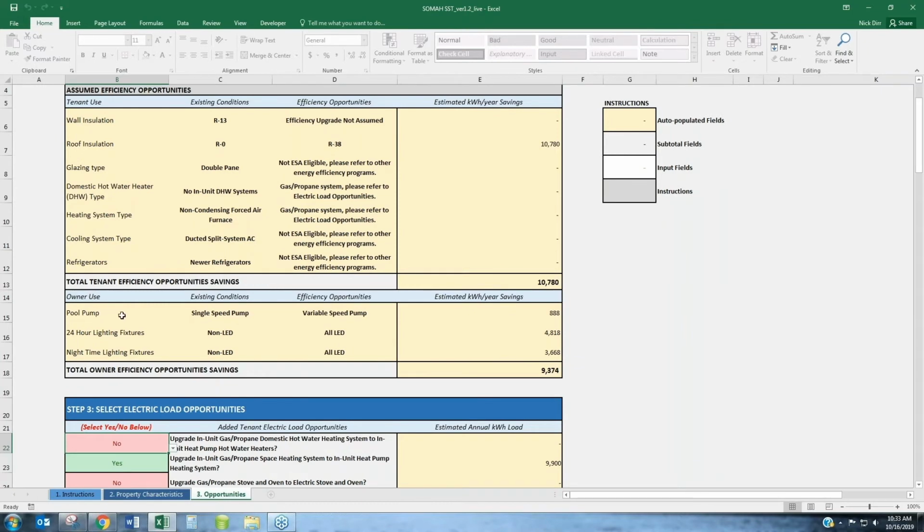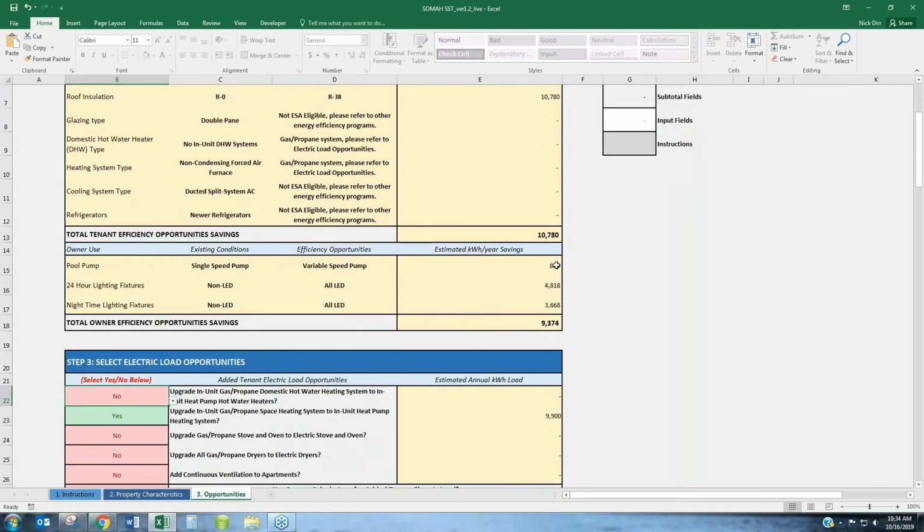And then very similar for the common areas. So the 3 measures that are being looked at for the common areas are the pool pump, 24-hour lighting fixtures, and then 12-hour nighttime fixtures. So in these 2 examples, we noted that the existing roof insulation was R0. The tool is recommending that those apartment attics are increased to R38, and the savings would be almost 10,800 kilowatt hours for all of the apartments combined.